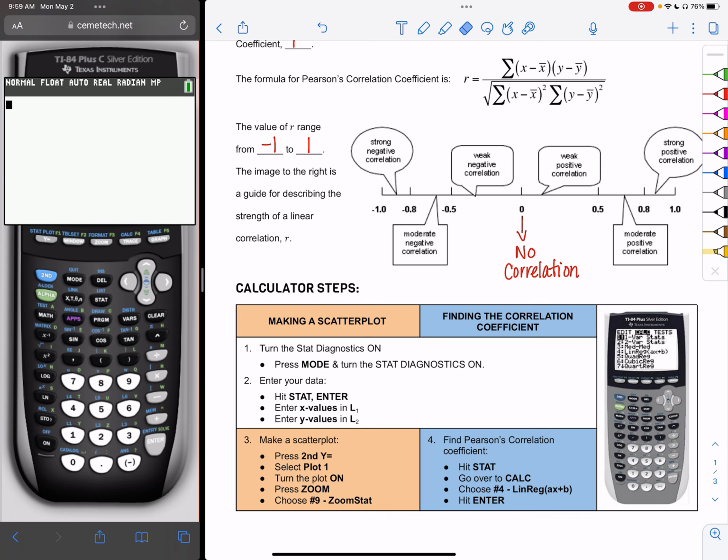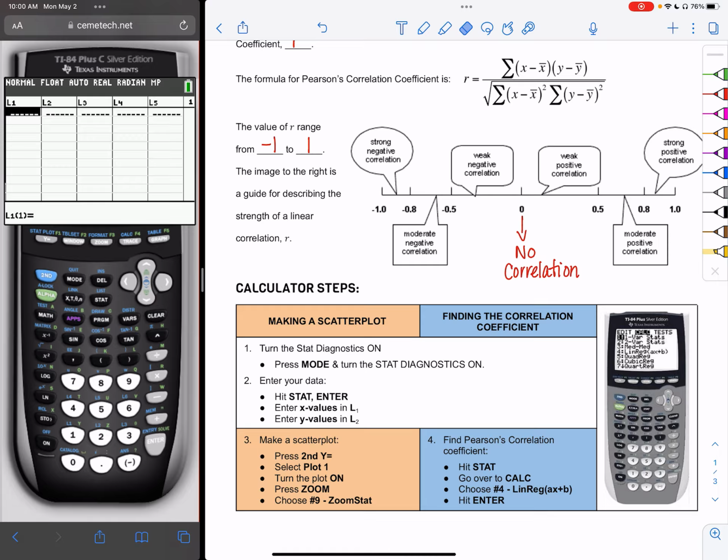Then you want to enter your data into the stat menu. So you're going to press stat, edit. Your X values are going to go in L1 and your Y values are going to go in L2. In order to make a scatter plot, if you look above the Y equals button on your calculator, you're going to see where it says stat plot. So anything you put in stat, you can actually plot it, and make a graph of it.